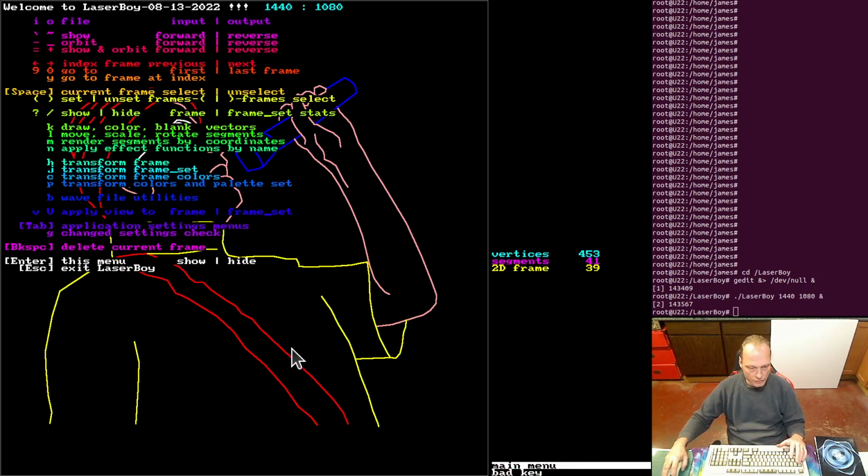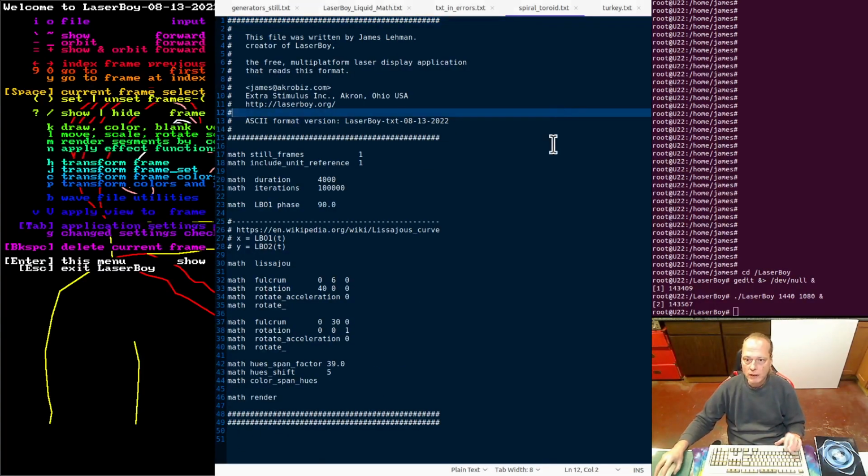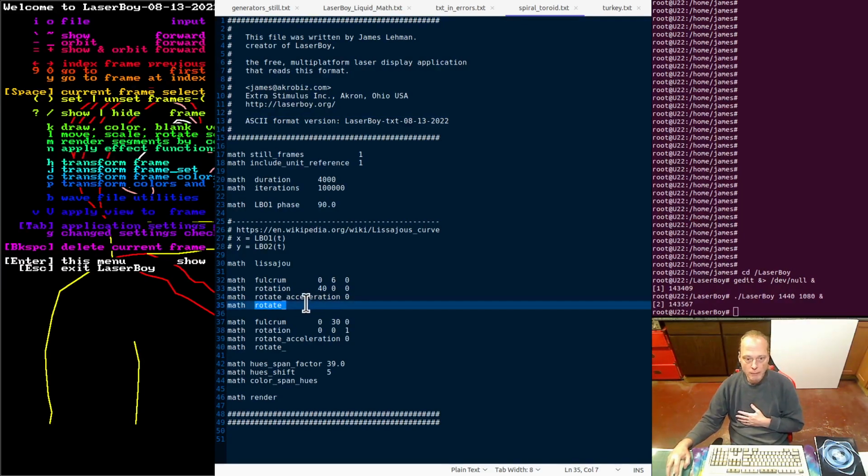And also, just recently, in the language of the LaserBoy Liquid Math script itself, I realized that my naming convention wasn't quite right. I mentioned spread rotate, spread scale, and there's also a spread move. Okay, those still exist. LaserBoy will continue to be able to read those operator names, but I came up with a better way to name them.